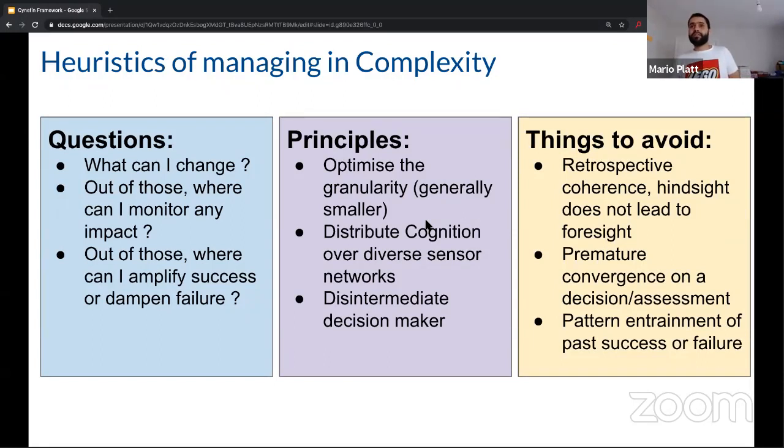And then there are also three things to avoid. One of them is retrospective coherence, because hindsight does not lead to foresight. And that is the problem with almost everything, where we get to a certain situation and then we say, okay, I know why this happened. We look at all of the evidence and say this happened, and that happened, and that happened, and that's how we got to where we are today. But that's not helpful, because hindsight does not lead to foresight.